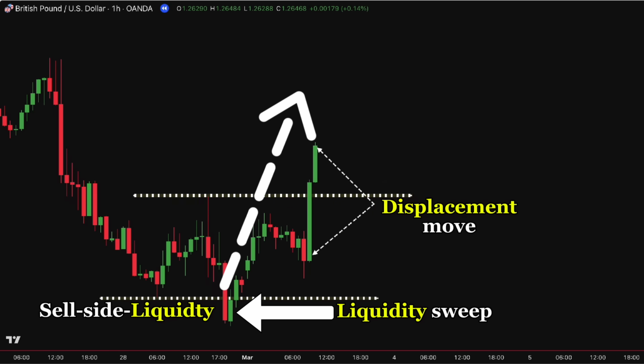At this point, you've identified all the key phases of the market maker circle: the creation of the liquidity zone, the liquidity sweep, and the displacement move. And remember, just 2 strong candles are enough to confirm that displacement.